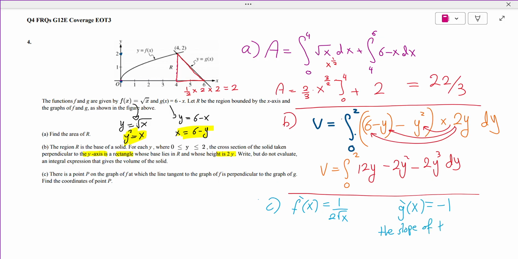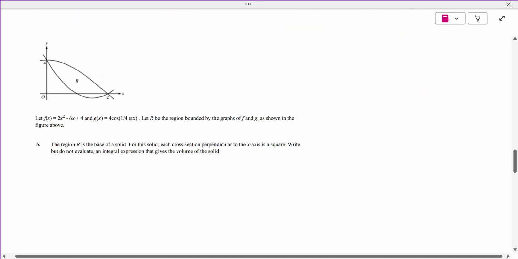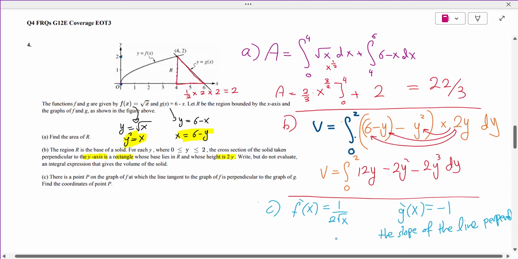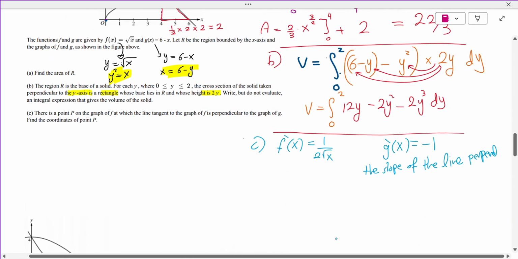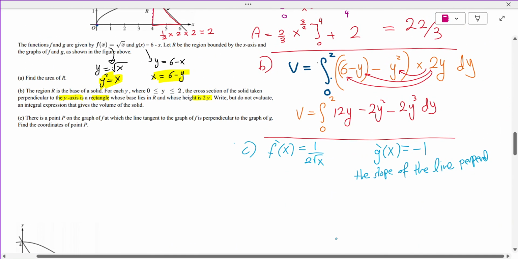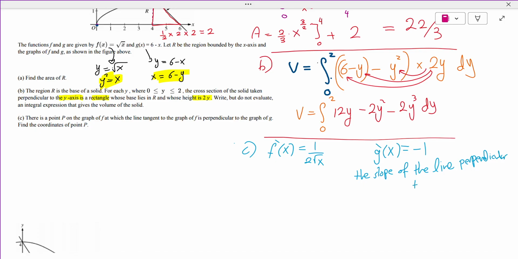Now the slope of the line perpendicular to g is what? We know that if two lines are perpendicular, they have negative reciprocal slopes.